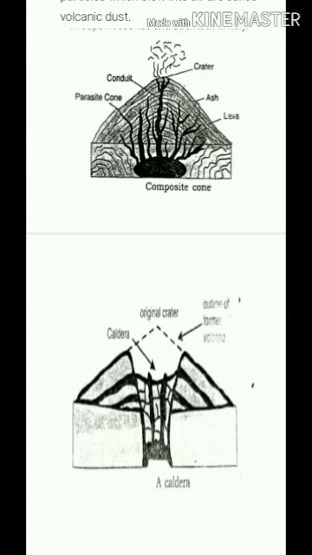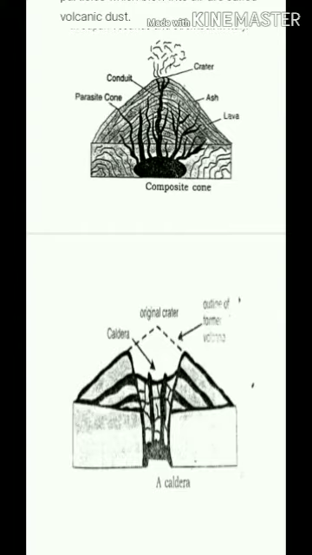Lava domes are more extensive than the shield cones, which are also called basic lava cones. These are formed due to accumulation of lava around the volcanic vent. Craters are depressions formed at the mouth of the volcanic vent.